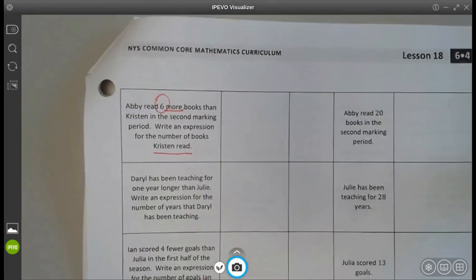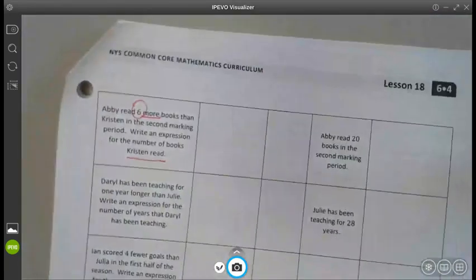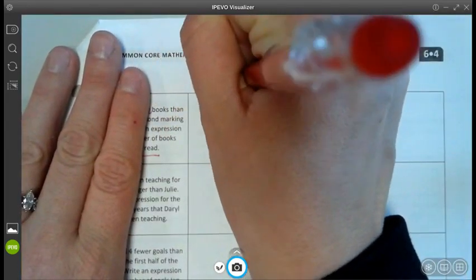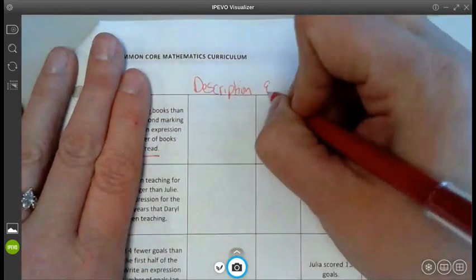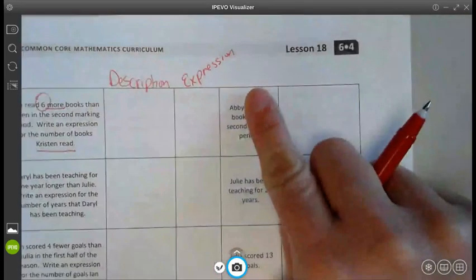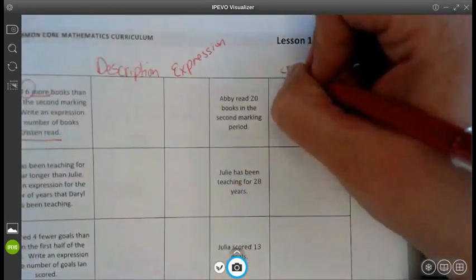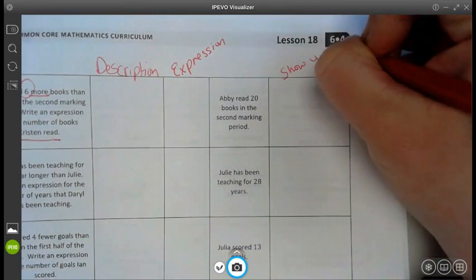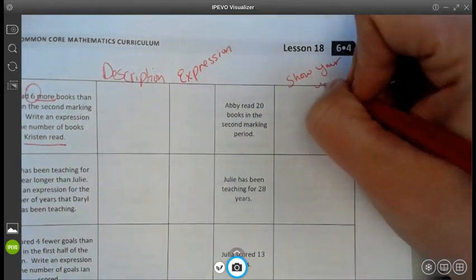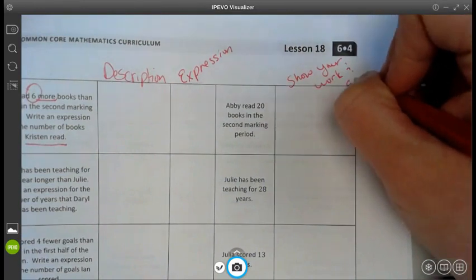So what was my previous headings? Let me write those over here. So this was my description with units, okay? This was my expression. This is what they called the evaluation of the expression. And this was show your work and evaluate. Sometimes it's good to copy those headings back down so you know exactly what you're supposed to do.